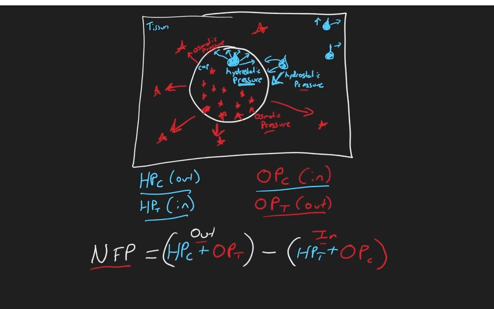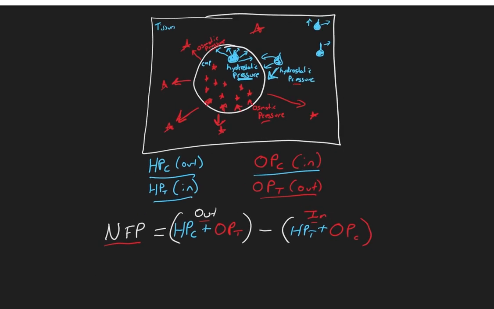Now, if we modify these in any sort of way, that will lead to changes in our net filtration pressure. So let's say that we increase our hydrostatic pressure of our capillaries. That's going to make this number bigger, which makes the net filtration bigger, okay? What happens if we now start to mess with the content of the blood by adding in or taking out proteins? So let's take out proteins, okay?